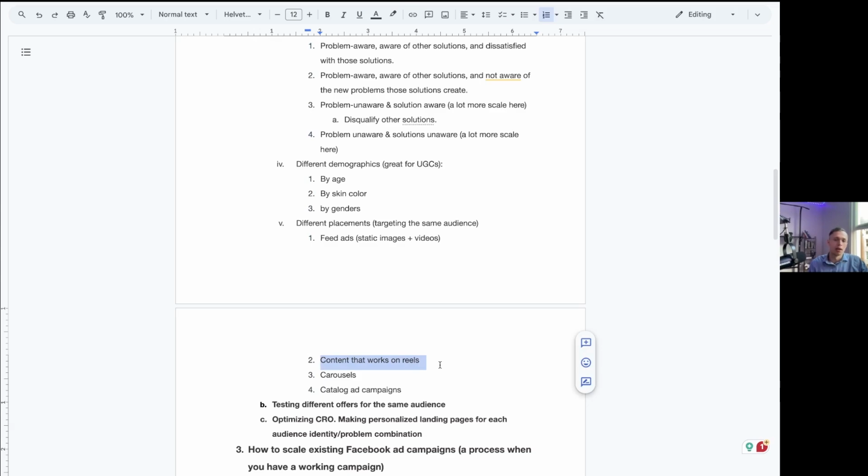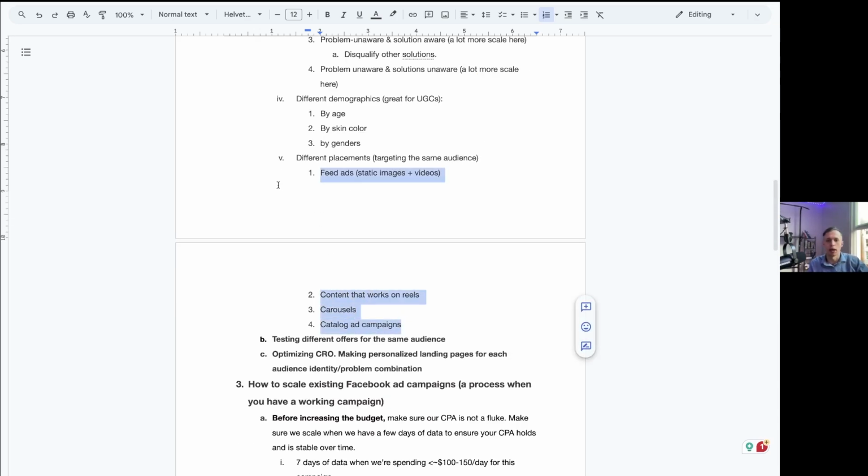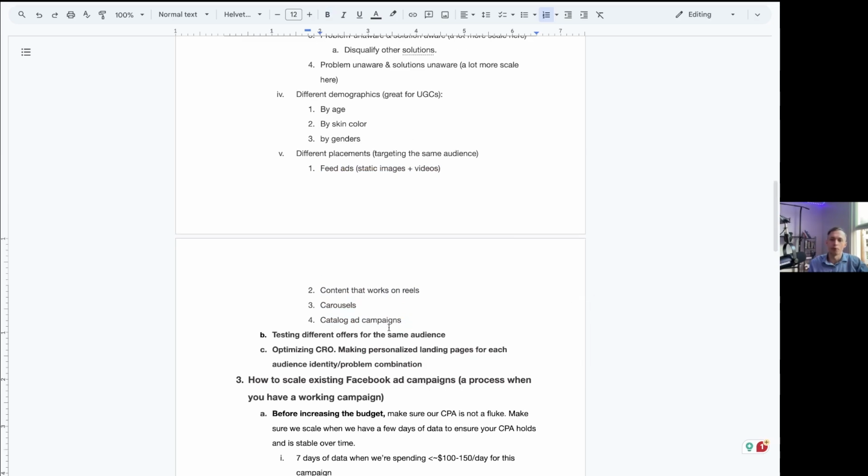Like carousels, content that works in reels, a campaign for images, a campaign for videos, or both, or maybe catalog ads. That way you increase your reach, because different people spend different times on different platforms, and also different placements. Some people like to just scroll the feed, some people like to go through stories, and maybe some people go to marketplace, or all the other different ad placements. So if you can make those ads placement specific, that would be really helpful for you.